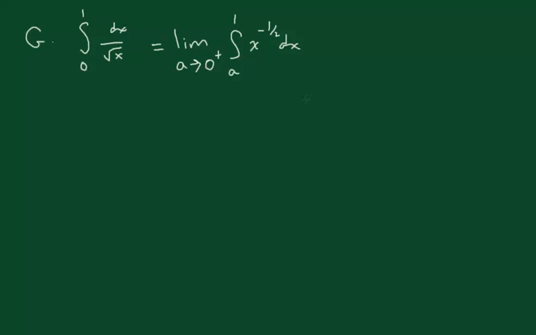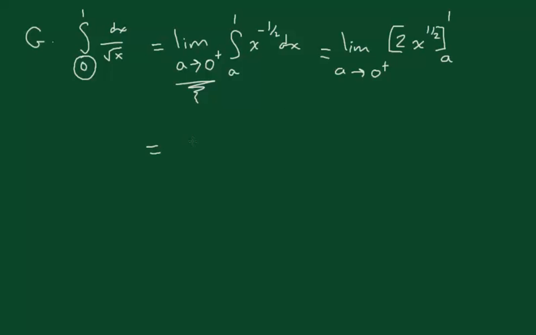Final example, G, the integral from 0 to 1. We recognize that the point of discontinuity is not inside 0 to 1, but is one of the bounds itself, the 0. So we still approach it the same way. It equals the limit as a approaches 0 from the right-hand side of the integral from a to 1 of x to the negative 1/2 dx. Fairly straightforward. We have the limit as a approaches 0 from the right, the antiderivative 2x to the 1/2, and we take that from a to 1.